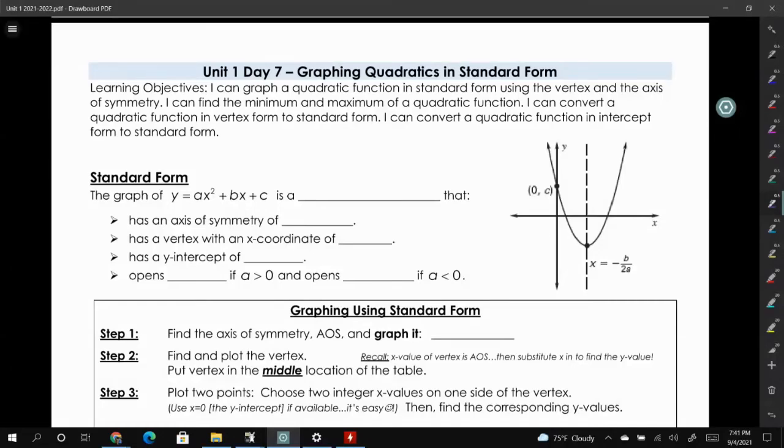The last form of quadratic functions that we're going to look at is called standard form. And standard form has some uses.